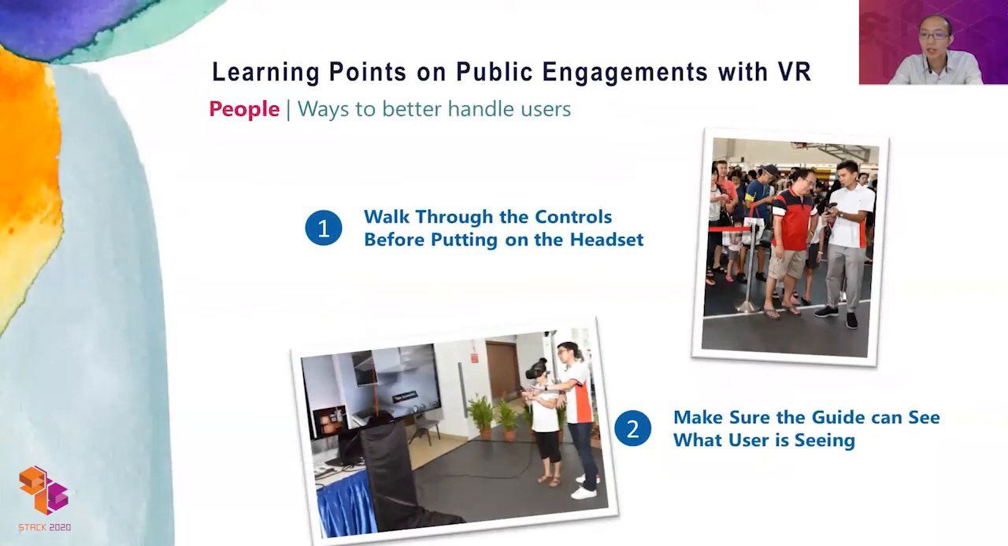Next, we need to make sure that the guide can actually see what the user is seeing in the experience, because the users have weird ways of getting into unexpected situations that, if you are not able to see what they're seeing, it's very hard to guide them.